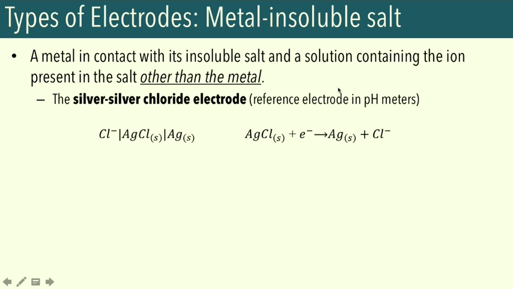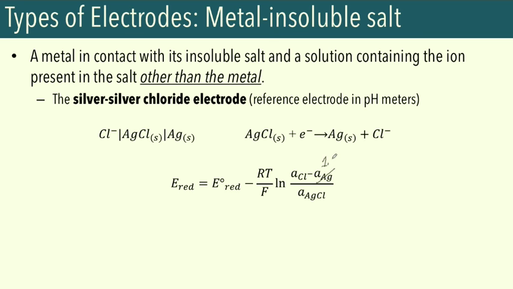Okay, so in this particular example, we have our metal, which is our silver, in contact with its insoluble salt, in this case silver chloride, and a solution containing the other ion, namely our chloride ions, okay? So the corresponding Nernst equation of this is just given as follows, okay? So we have our activity of our chloride ions times the activity of our silver and the activity of our silver chloride, okay? But again, for the most part, this is equal to 1, and this is also equal to 1.